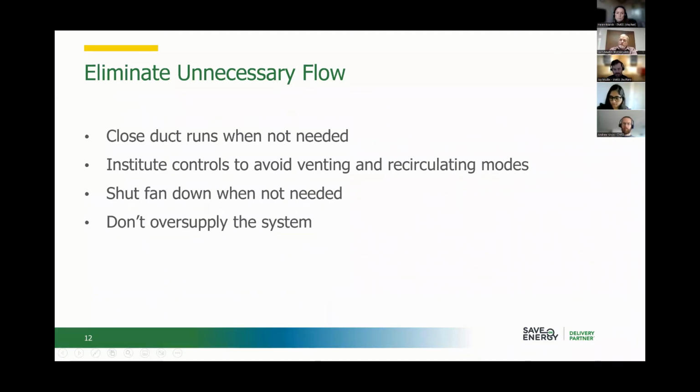Institute controls to avoid venting and recirculation. And the last one on that list, don't oversupply the system. Those two, in fact, are slightly different, but they tie together in many ways, which has to do with the fact that quite often you end up with fans selected for worst case scenarios. Then when they're operating at what we would call their normal conditions, there's almost too much capacity there, and the fan can't be controlled, or it's unstable in some way. So a certain amount of air gets bled off essentially to make the fan stable. I'm going to touch on one of those in an example later on.